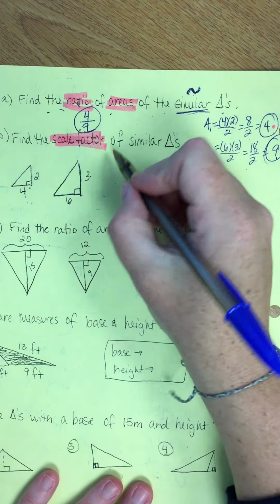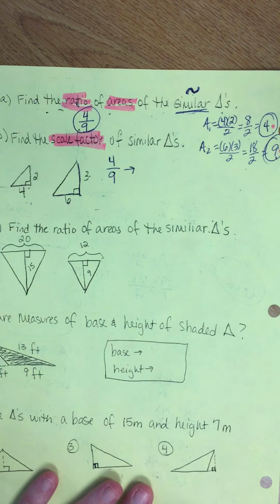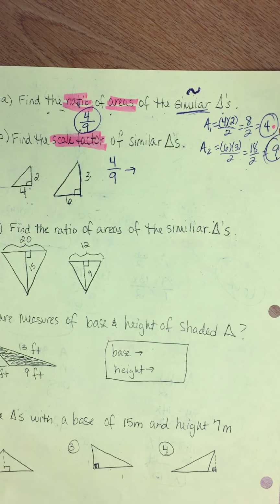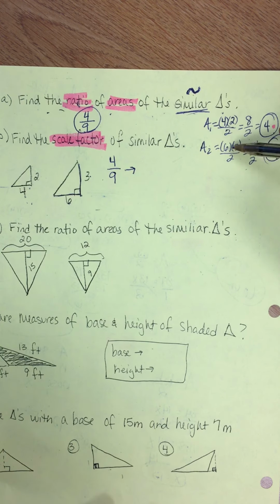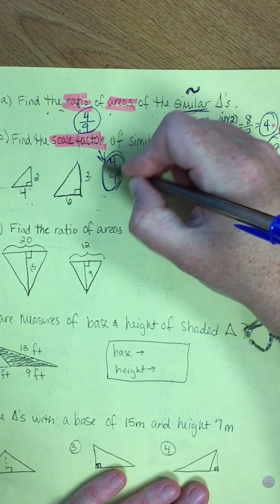Now, to find the scale factor, you take that 4 over 9 and simplify it. Can I simplify it? I'm going to go with no. You can't reduce that at all. What did I do wrong? I did something wrong, didn't I? No, I didn't. We're good. You can't reduce it, so the scale factor is 4 over 9.